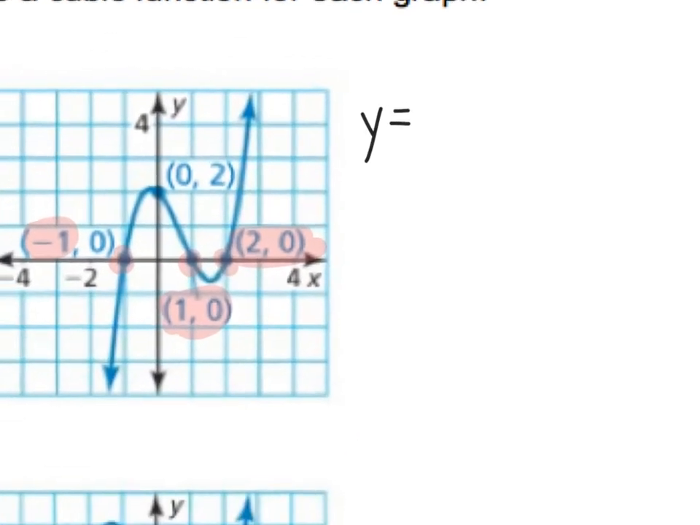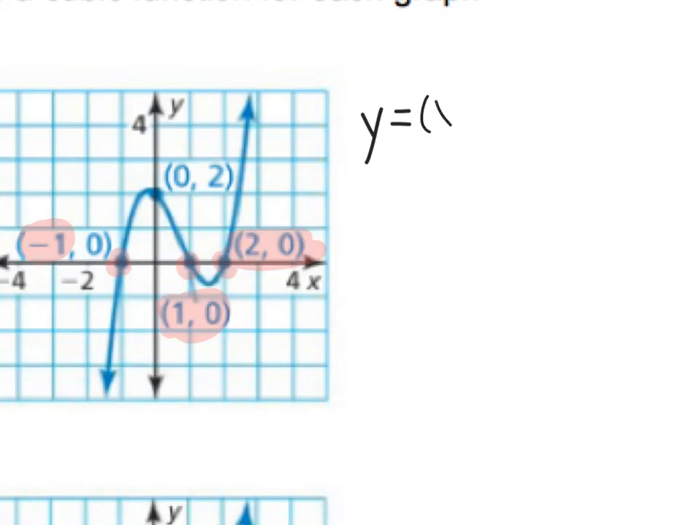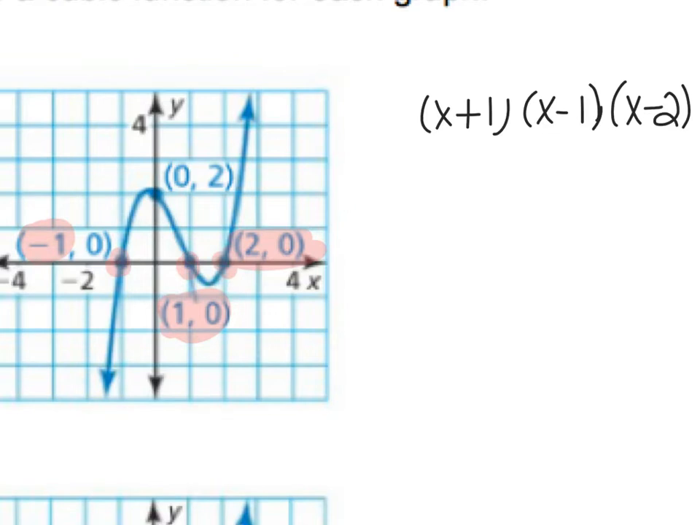Y equals, well, if it crosses at -1, we'd have x plus 1. If it crosses at positive 1, we'd have x minus 1. And if it crosses at 2, we'd have x minus 2. And don't forget that we always have that a value that we're going to put out in front. So I'm going to go back and rewrite that in there like that. So if I have y equals a times all of that.